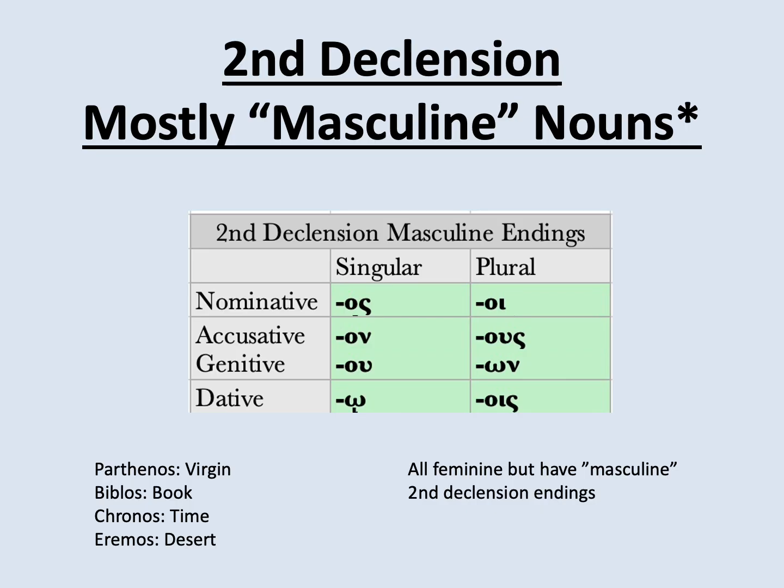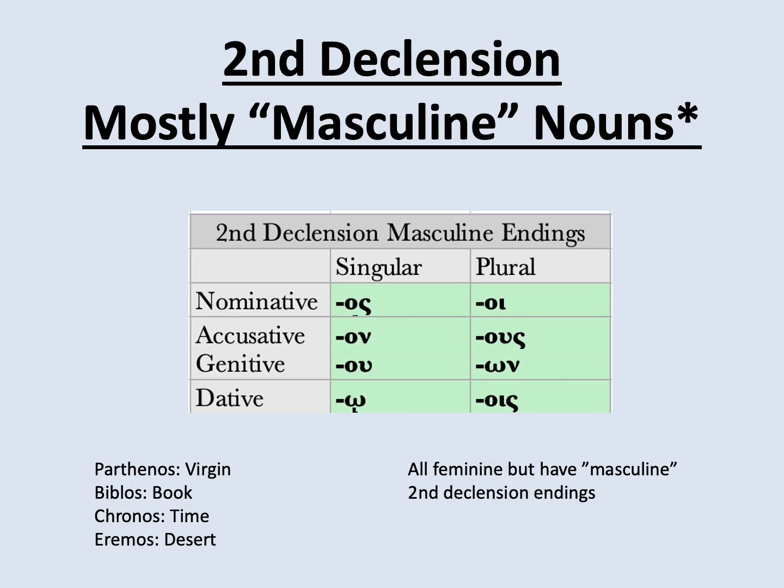Now there are some words that show up in the second declension that are not masculine. For instance, parthenos, which means virgin, is actually a feminine word. Biblios, book. Chronos, time. Eremos, desert. Those are actually all feminine words, and there are a few that show up even in the second declension. So they're not all masculine, but they're mostly masculine within this second declension. Even though these feminine words have the second declension ending, that doesn't make them masculine. They're still feminine. They just look masculine.